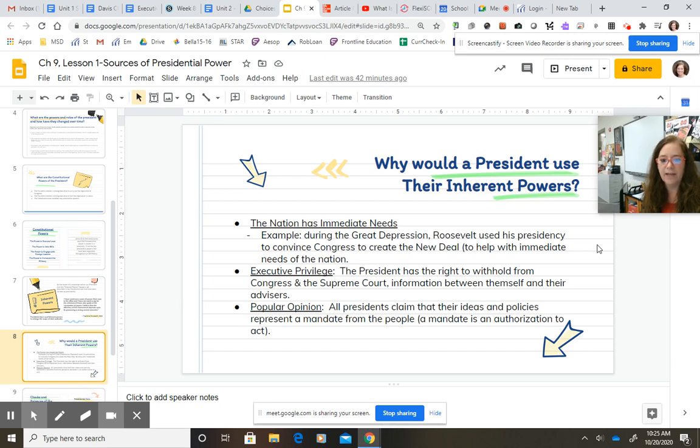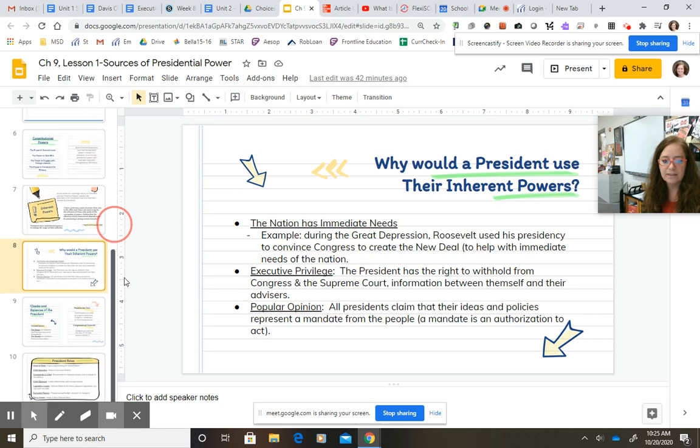And then the last one is popular opinion. Presidents along the way have claimed that because they're representing the people, they can create mandates because the people authorize the act, we, the voters. Because they voted for that president, they have the right to make some mandates. This can be fought in court, but it has been used over the years for the president to put different policies into place.